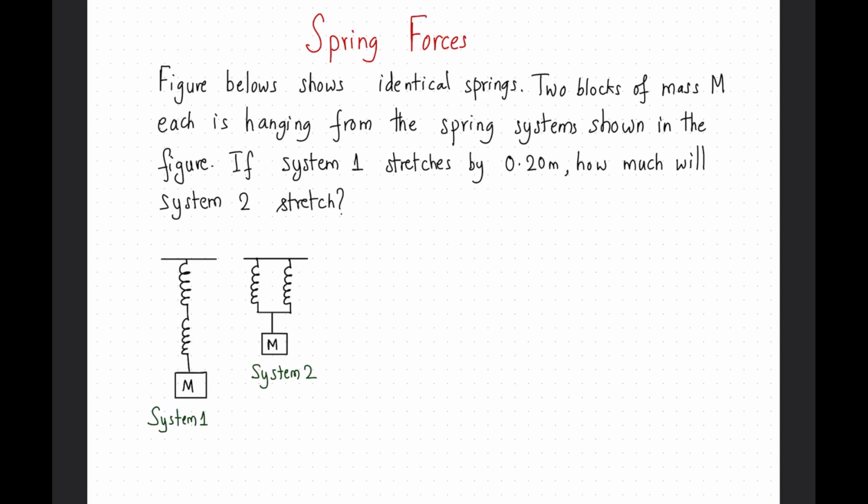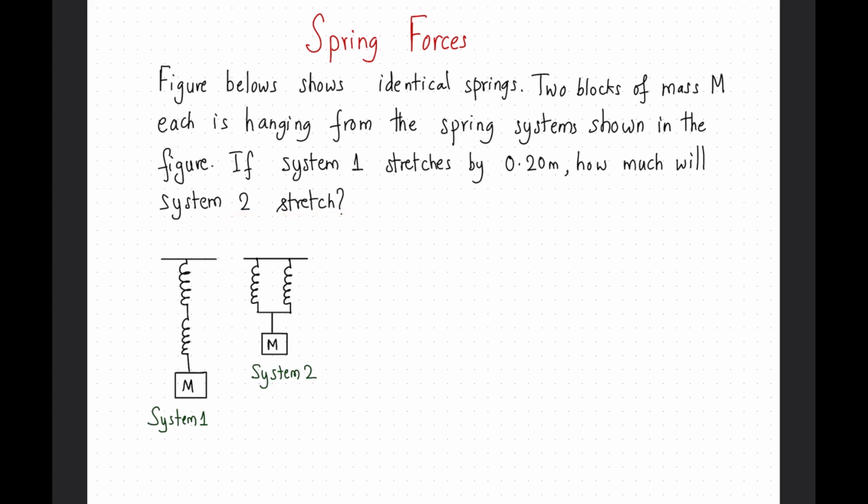In this video, we will look at some of the problems based on spring forces. Figure below shows identical springs. Identical springs means they have the same spring constant. Two blocks of mass m each is hanging from the spring system as shown in the figure. If in system 1 the stretch is 0.2 meter when you hang the mass, how much will system 2 stretch?